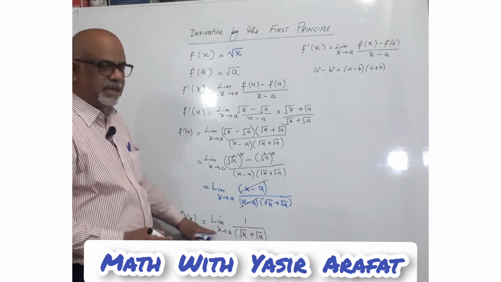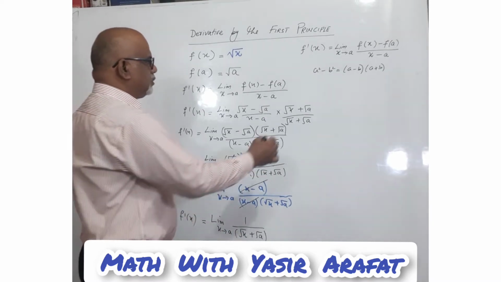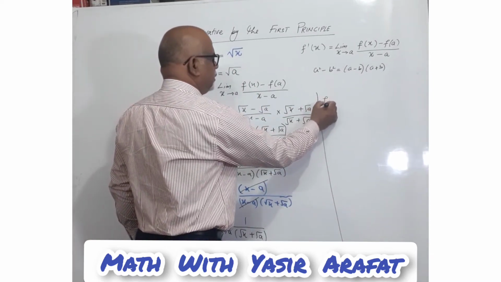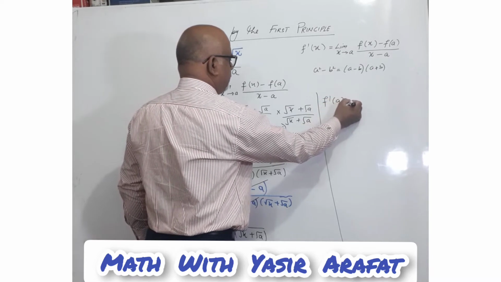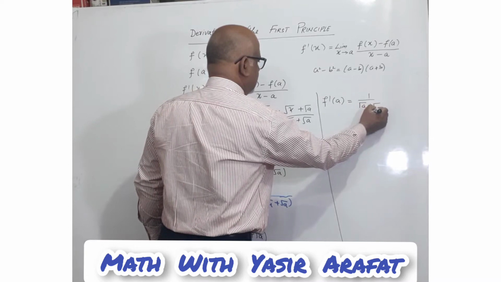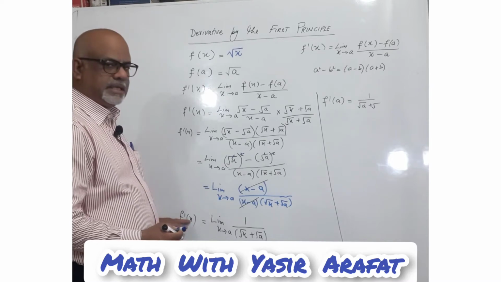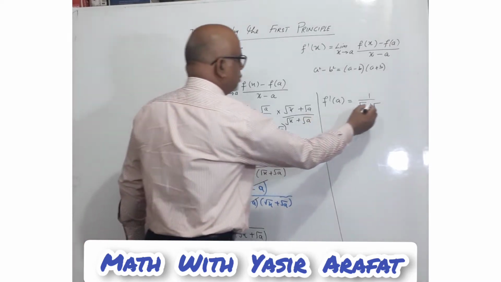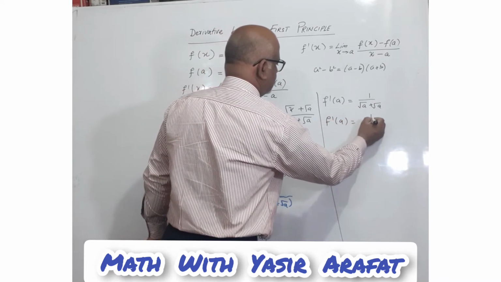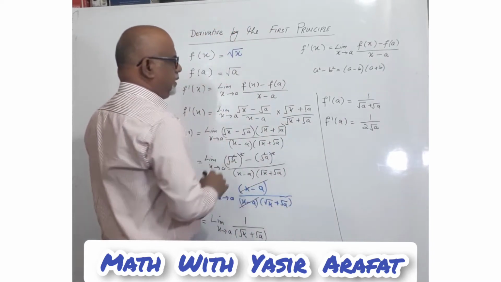Now we have to apply the limit. That means we have to put the value of x equals to a. So this is f prime a equals to 1 over radical a plus radical a. This x is equal to a. This x is equal to a. So this is 1 over 2 radical a.